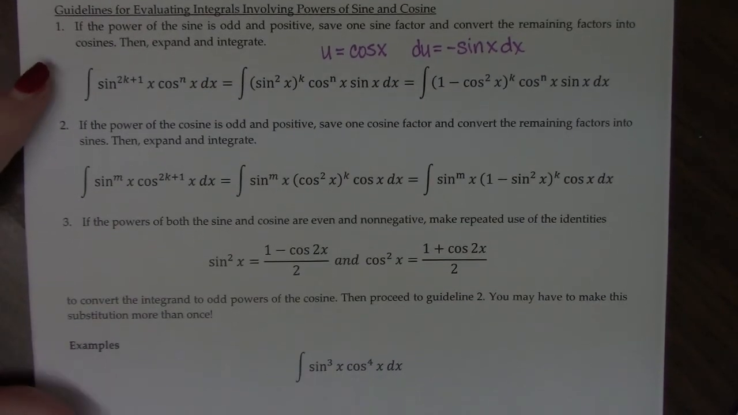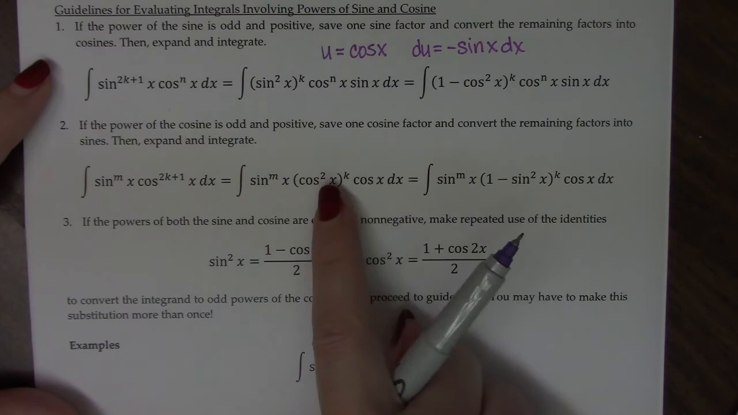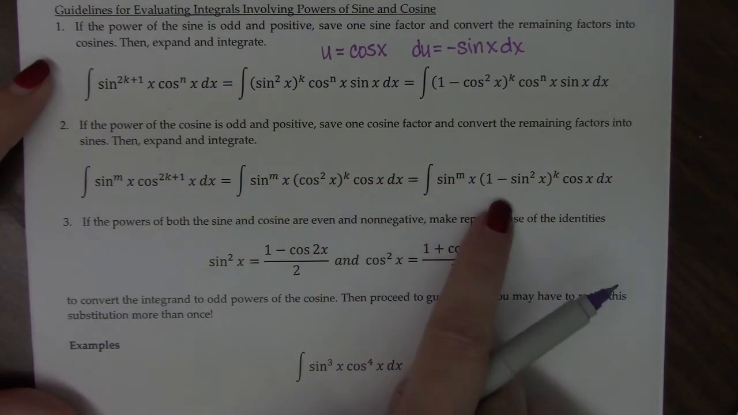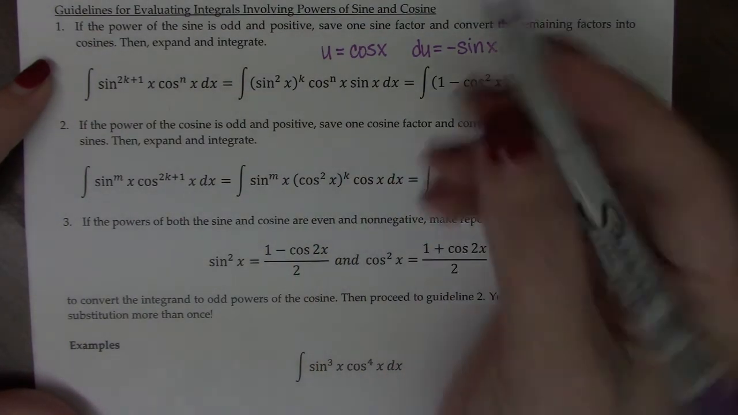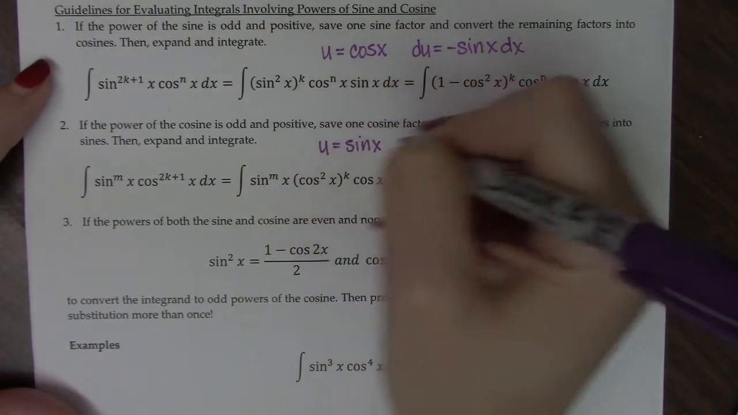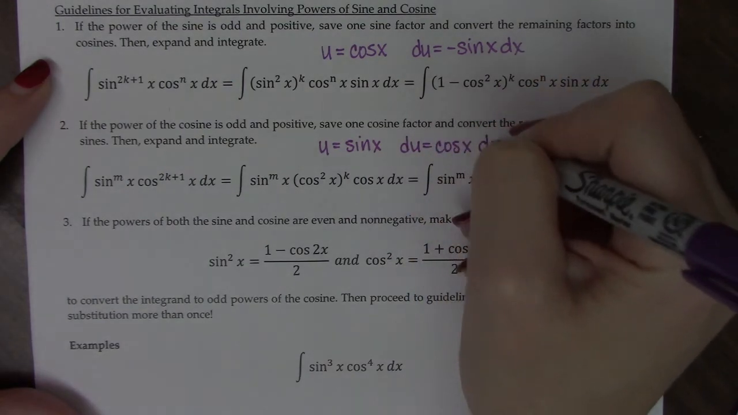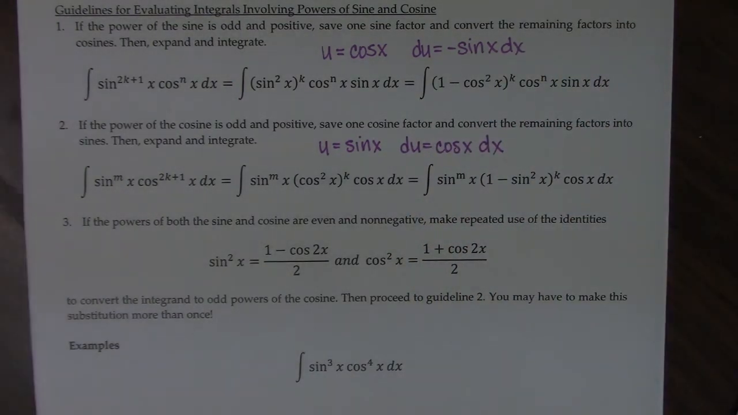But if the power of cosine is odd, then we pull a cosine factor out and convert the remaining cosines into sines using the Pythagorean identity. The idea here is that u is now sine and du is cosine x dx. So if you have an odd number of them, you pull the odd one out, just pull out 1 to save for your du, and you're creating a u substitution situation, and those are pretty easy integrals to deal with.